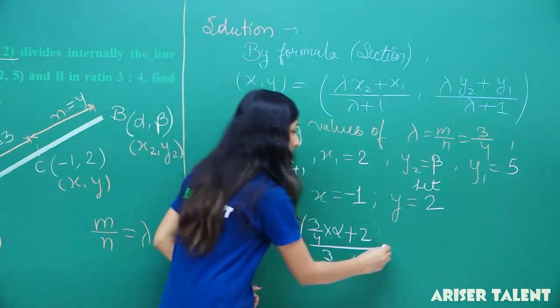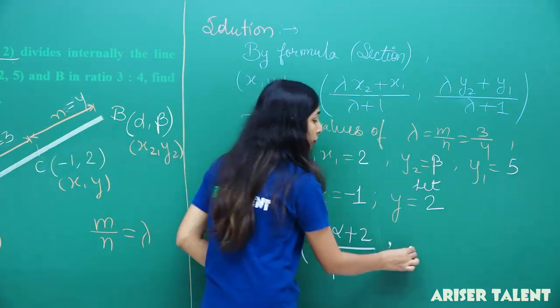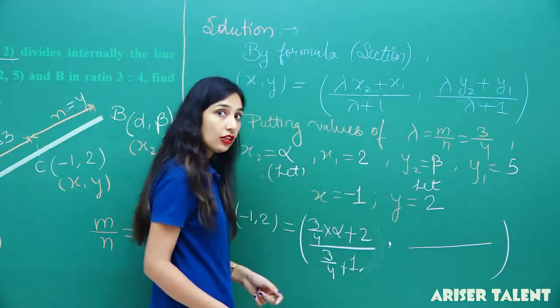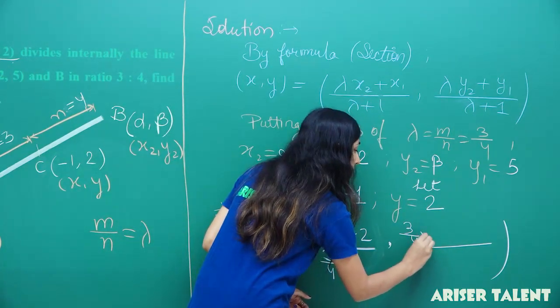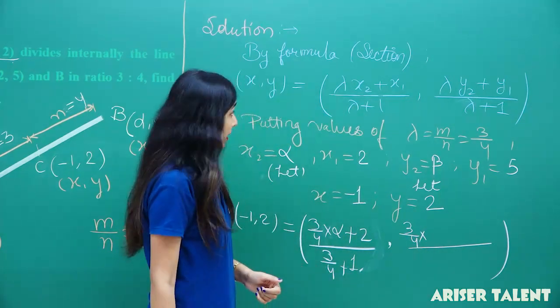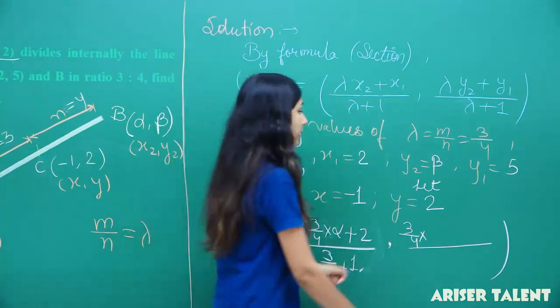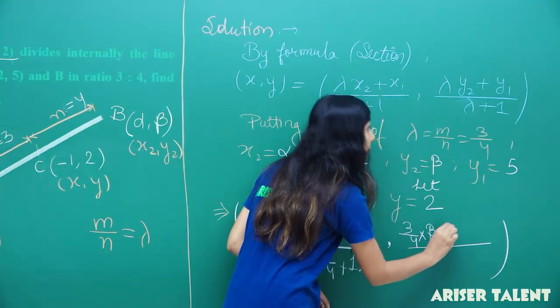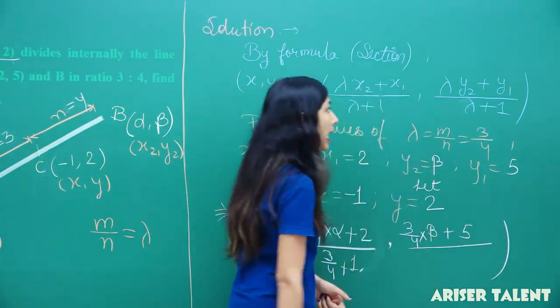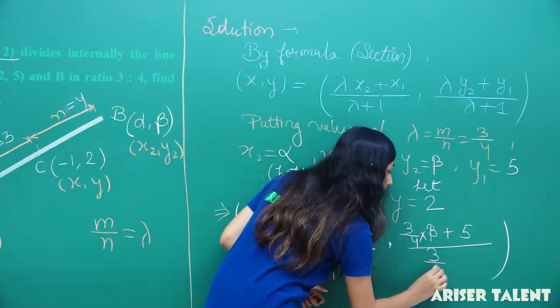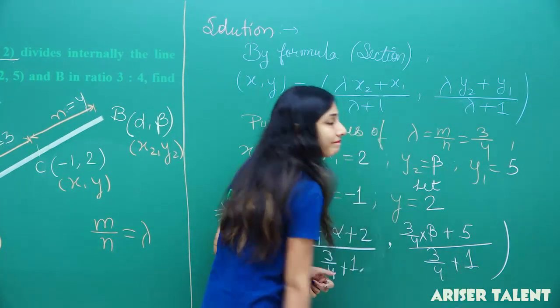Now the value of y is here lambda 3 by 4 multiplied by y2. Now what is y2? Beta here. Okay, so beta plus y1. Now y1 is 5 clearly here, and this lambda is 3 by 4 plus 1, isn't it?